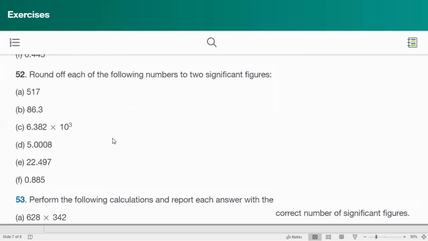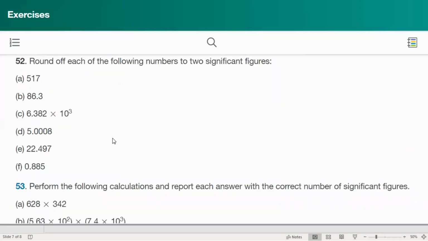You'll get through this. Round each of the following numbers to 2 significant figures. This will be 520. This will be 86. This will be 6.4 to 2 significant. This will be 5.0. This will be 22. This will be 0.89.